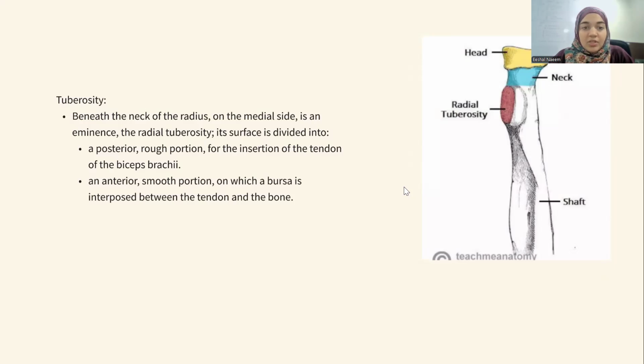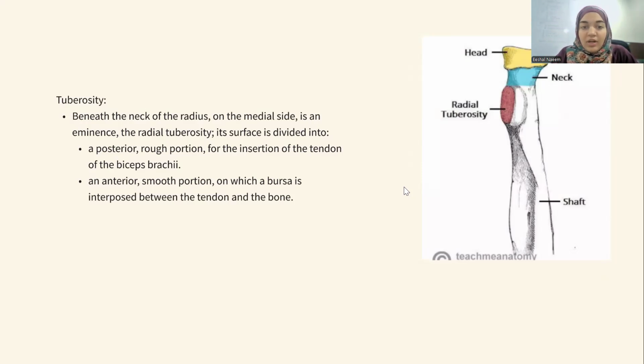Beneath the neck of the radius on the medial side is an eminence, the radial tuberosity, as you can appreciate here. This radial tuberosity has an anterior surface and a posterior surface, right? Can you appreciate that here? It has two surfaces.